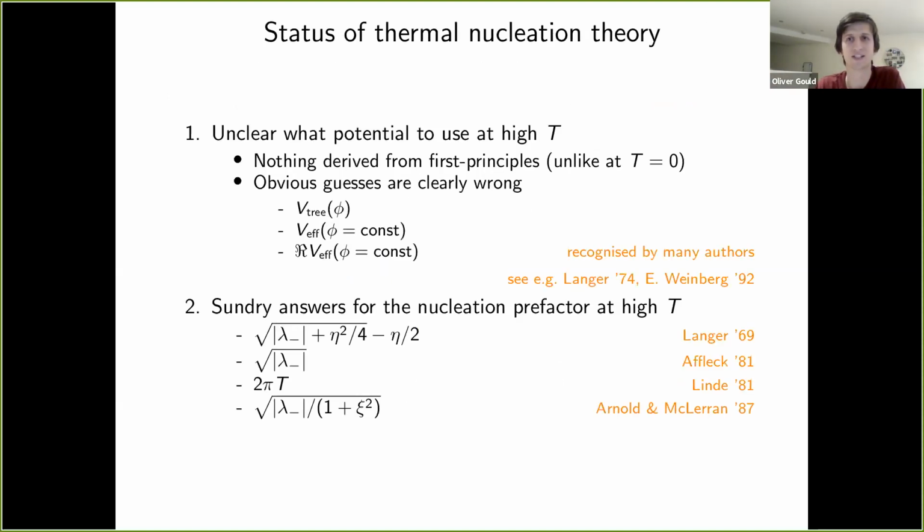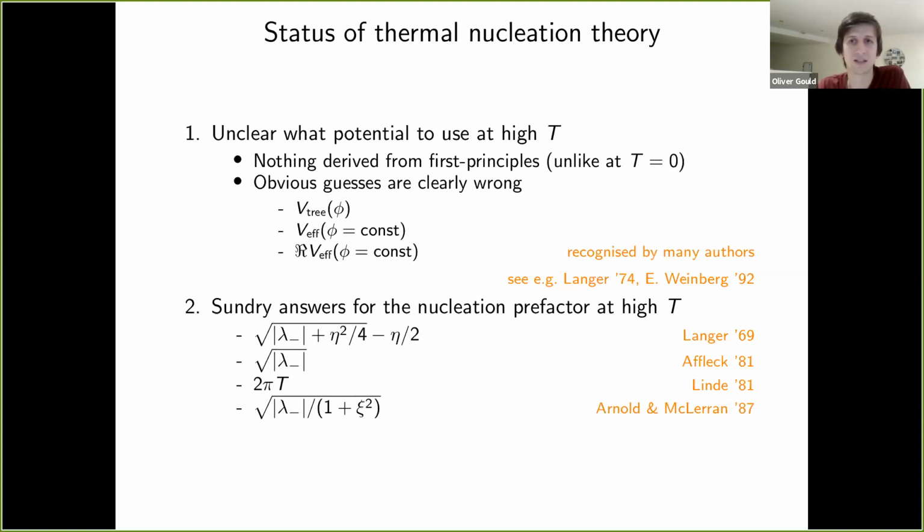So this is my summary of the status of nucleation theory, taking us to halfway, so I'm roughly on time. Basically, at high temperatures, it's unclear what potential to use in the bounce or the bubble equations. Nothing's derived from first principles, unlike at T equals 0, where we have a pretty solid understanding of how to proceed. And the obvious guesses are clearly wrong. So the tree level potential doesn't work, the effective potential doesn't work.